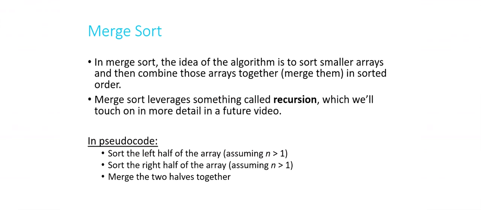But the algorithm for merge sort itself is actually pretty few steps. We're basically going to sort the left half of the array, sort the right half of the array, and then merge the 2 halves together. That is fundamentally what merge sort is all about. Of course, in practice, it's a little more detailed than that, but let's go through it now.